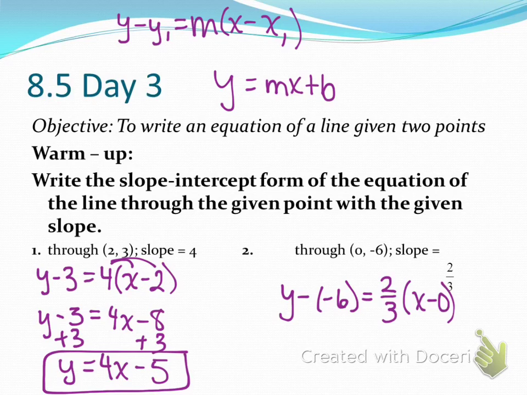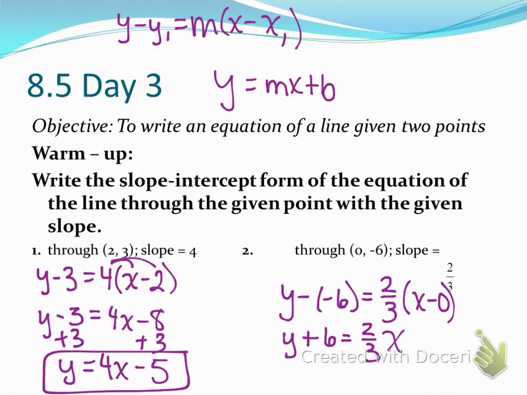We're very close on that. The only thing I added to what Natalie said was that we are subtracting a negative 6 because our y1 is negative. When we subtract a negative, what's really happening? We're adding a positive. So this will change to y plus 6 equals 2/3. What is x minus 0 going to be? Not 0. It's just x. X minus 0 is just x.